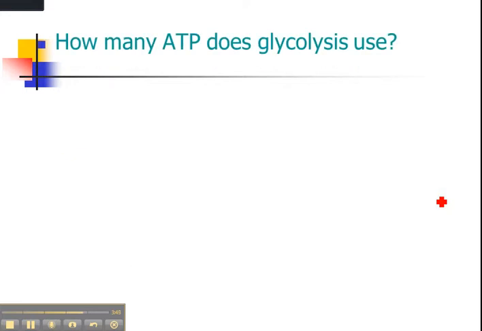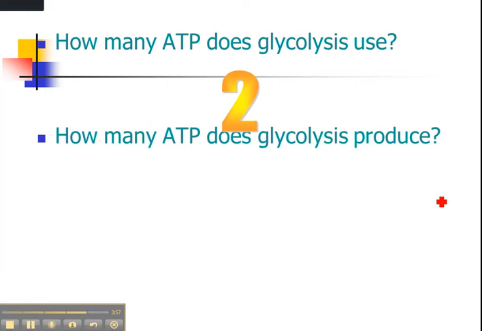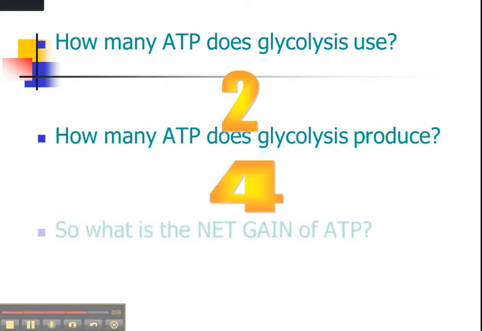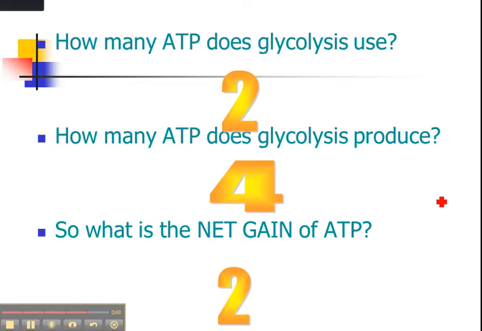So, just to recap, how many ATPs did glycolysis use? Right, 2. That was the input. How many does it produce? That's right, 4. So, big math here, guys. Net gain. So what do you have to do? 4 minus 2 gives you 2. Excellent. Great job.